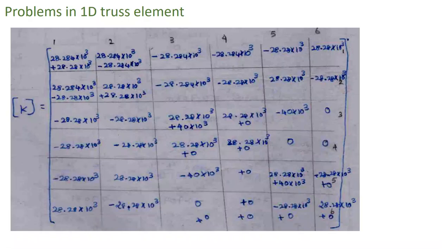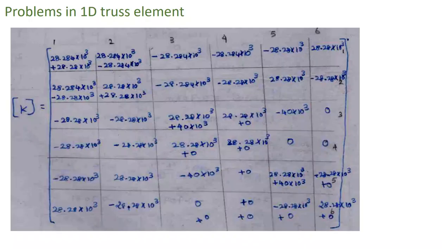(3,3) has two values: 28.28 into 10 to the power 3 plus 40 into 10 to the power 3. (3,4) has two values: 28.28 into 10 to the power 3 plus 0. (3,5): minus 40 into 10 to the power 3. (3,6): 0. (4,1): minus 28.28 into 10 to the power 3. (4,2): minus 28.28 into 10 to the power 3. (4,3) has two values: 28.28 into 10 to the power 3 and 0. (4,4): 28.28 into 10 to the power 3 plus 0. (4,5): 0. (4,6): 0.